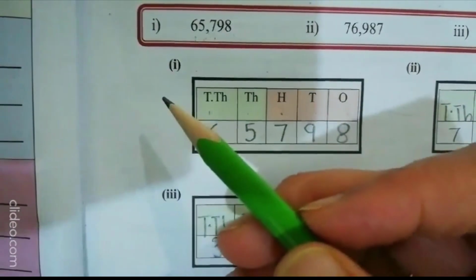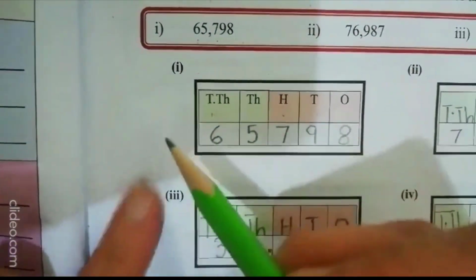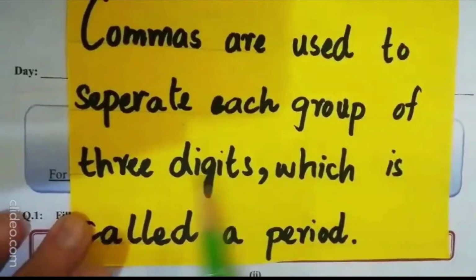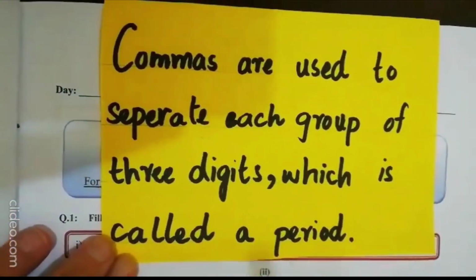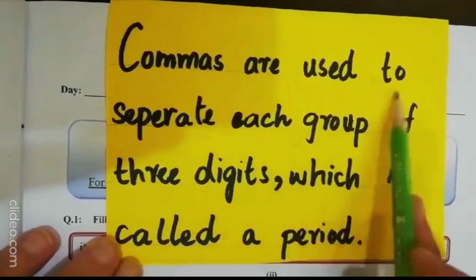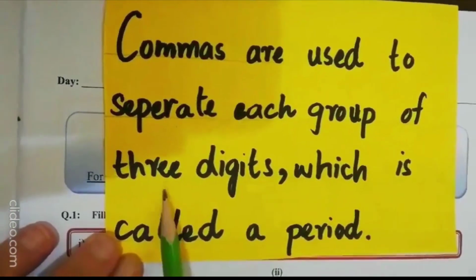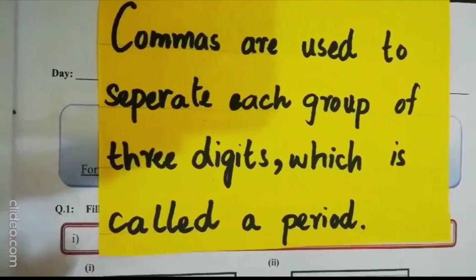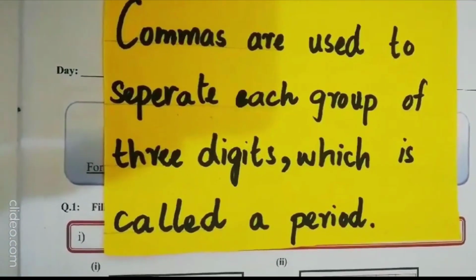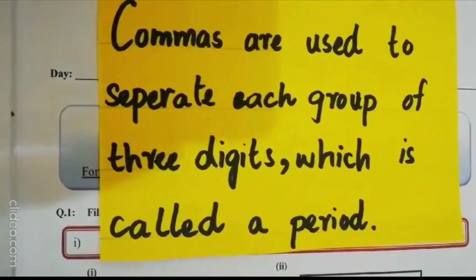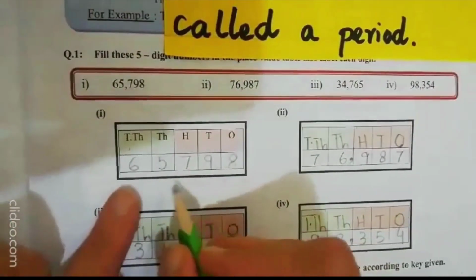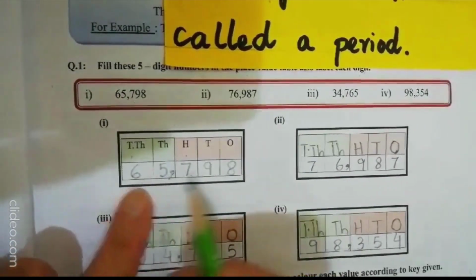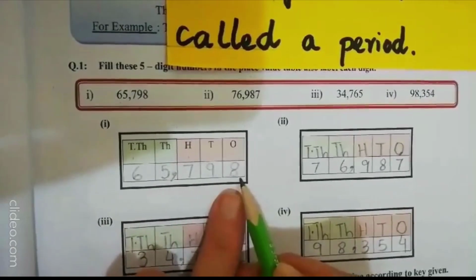You see there is a comma between 5 and 7. Why is there a comma between 5 and 7? Commas are used to separate each group of 3 digits, which is called a period. Commas are omitted in a 4-digit number, but they must be used in a 5-digit number. So we put a comma between 5 and 7, which is separating the thousands group and the hundreds, tens and ones group.